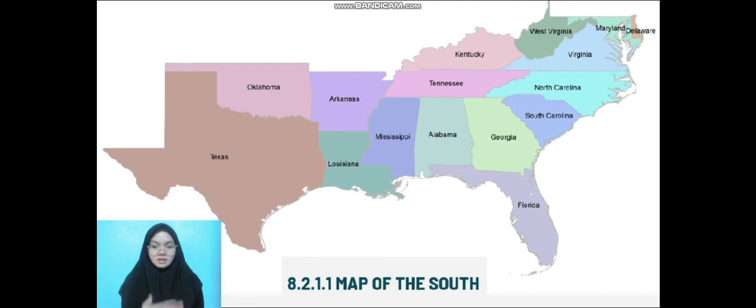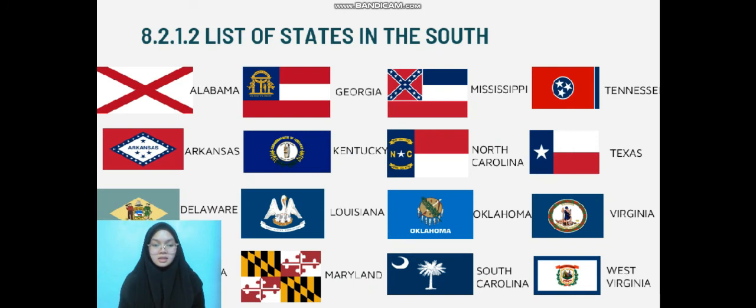As you can see on your screen, this is the map of the South, and this is the list of the states in the South, which has 16 states.